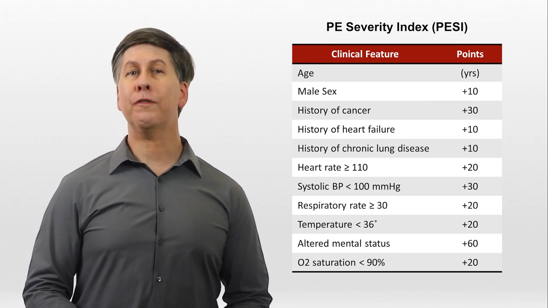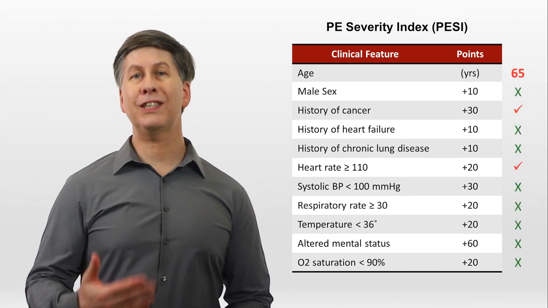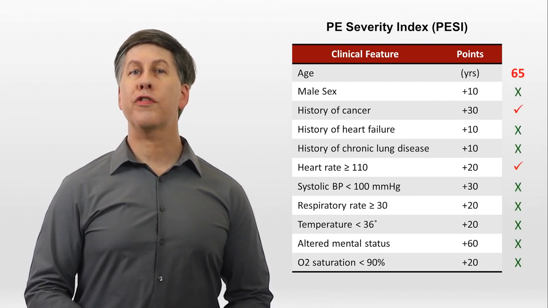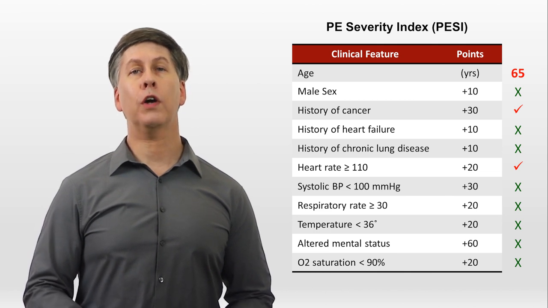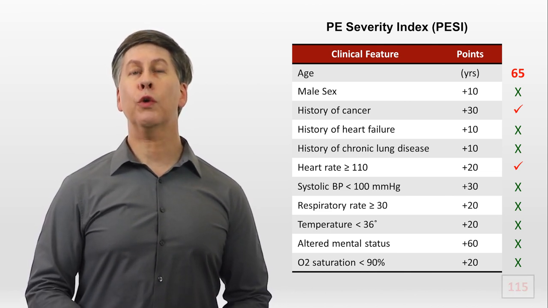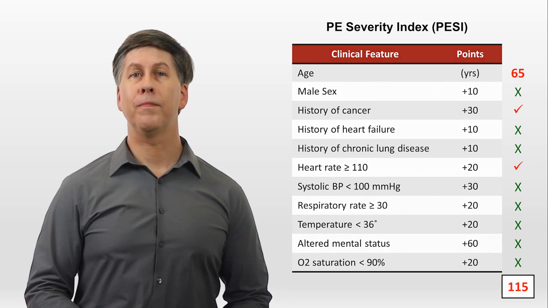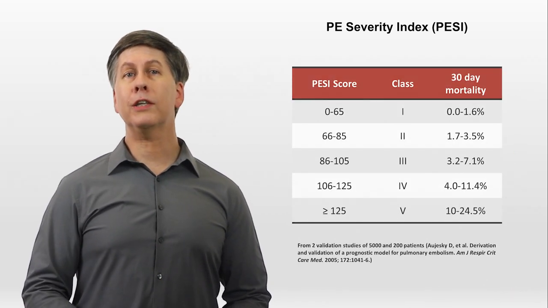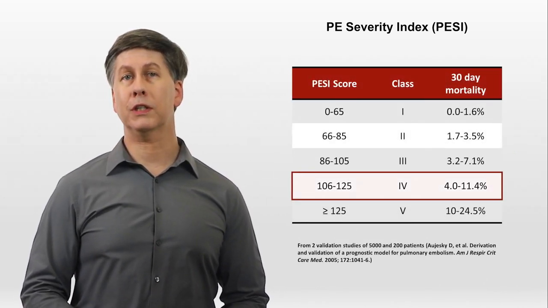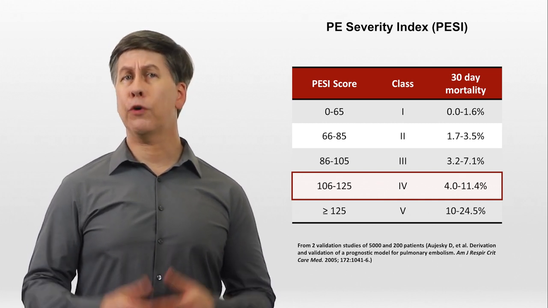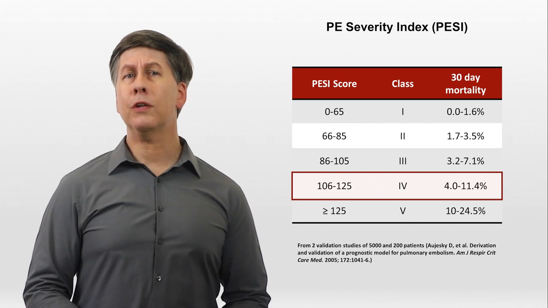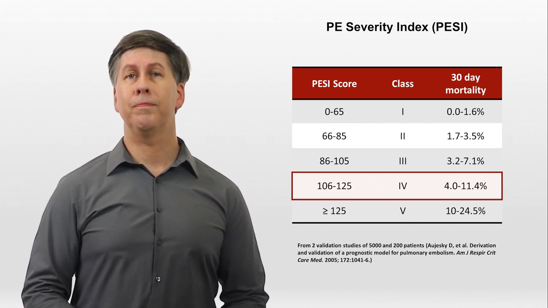If we look at which clinical features she has, she gets 65 points for her age, 30 points for her history of cancer, and 20 points for her heart rate of 110. This gives her 115 points overall. The PE Severity Index predicts her to have a 4 to 11% risk of death within 30 days, which by conventional practice, at least for PEs, means she should be admitted to the hospital for observation.